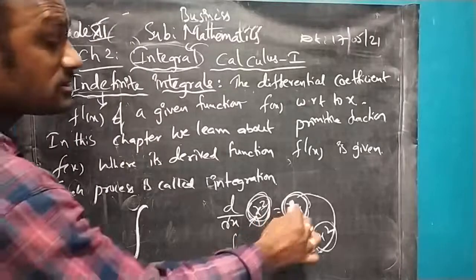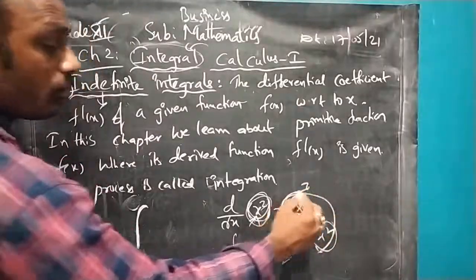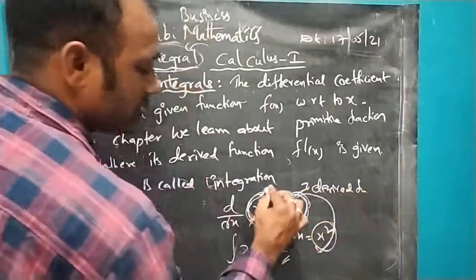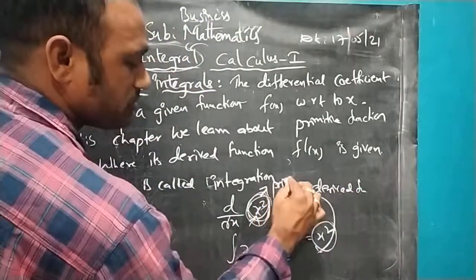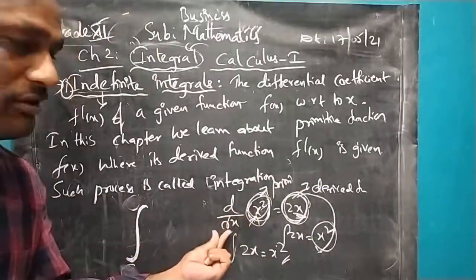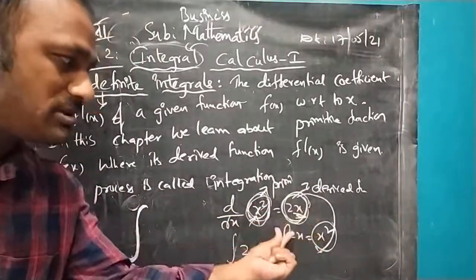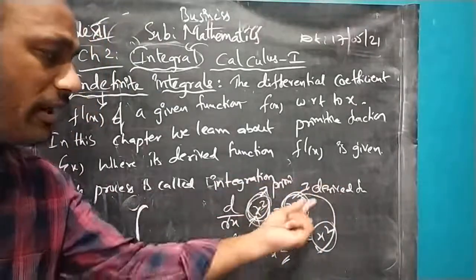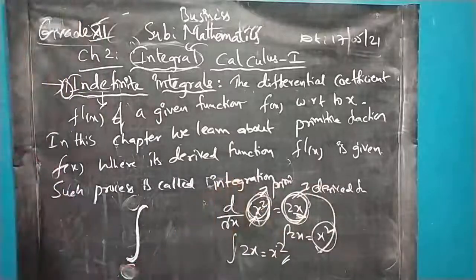So this we are going to call the derived function, and this is called the primitive function. Why? Because from x square we have done derivation, so that we got 2x. The name itself says derivation, so we call it the derived function, and the other is the primitive function.